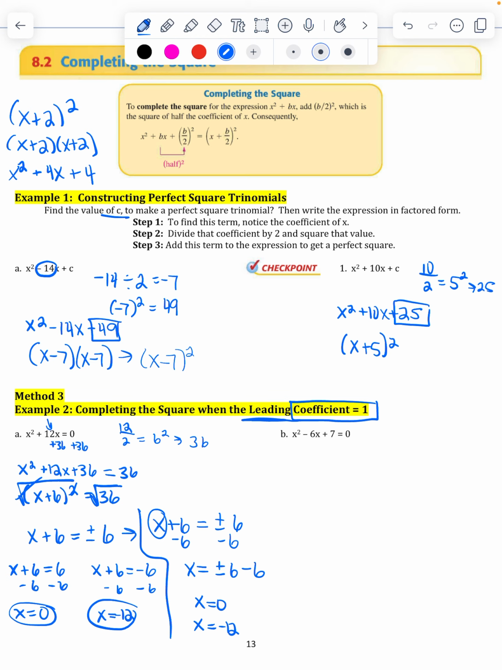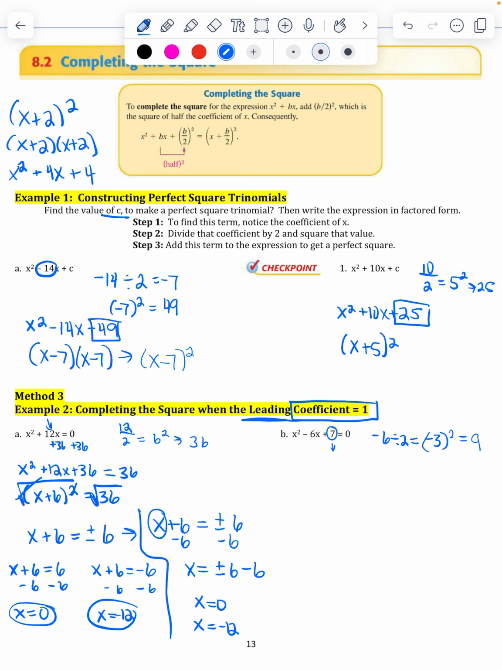Okay, the second one. We're going to take the middle number, the number in front of the plain x, negative 6, and we're going to divide that by 2. That gives us negative 3. We take that and square it, and it gives us 9. So what we need to do is turn x squared minus 6x plus 7 equals 0. This 7 needs to turn into a 9.